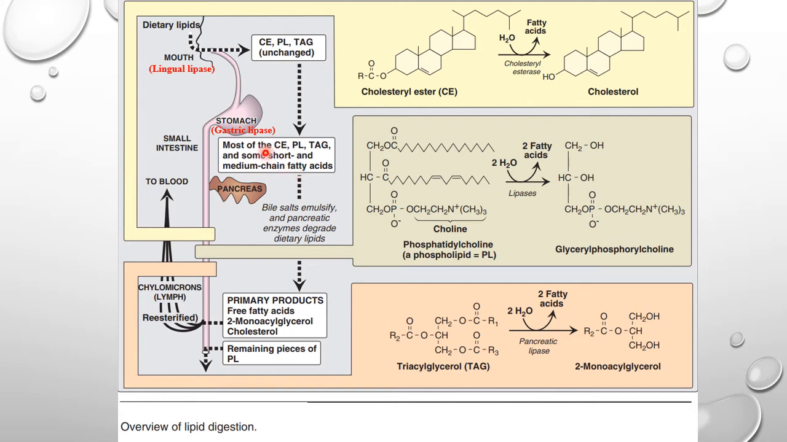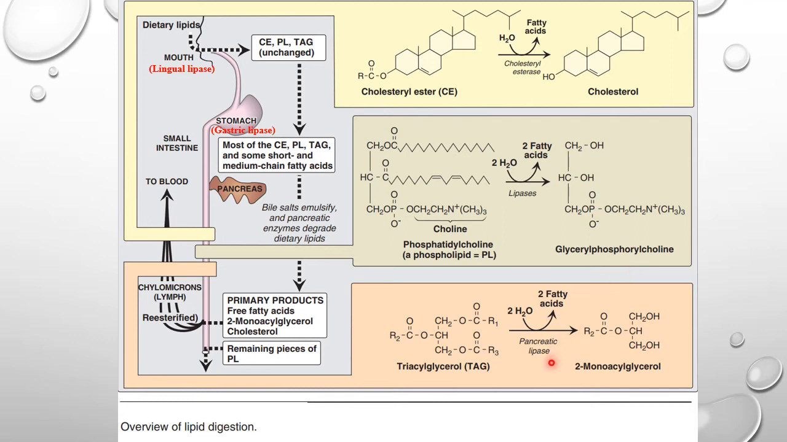So this mixture is now sent into the duodenum or the small intestine where there are bile salts and pancreatic secretions. Bile salts help emulsify fats, while from the pancreas there is release of some enzymes that can degrade dietary lipids. So here we are going to see the enzymes which can degrade dietary lipids. For example, there is cholesterol esterase that can convert cholesterol esters into free cholesterol and fatty acids. Then we have lipase enzyme that can act on phosphatidylcholine, which is a type of phospholipid, and convert it into fatty acids and glyceryl phosphorylcholine.